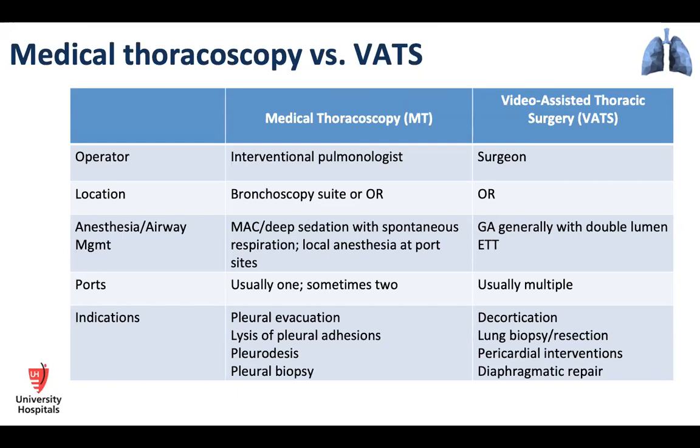Whereas VATS is always done in the OR, needs a double lumen endotracheal tube because you have to put the lung down on the side where you want to intervene in the pleural space. And then you can actually do multiple interventions involving the lung and pleural space because you have a couple of ports where you can actually look from one, intervene through the other, and use the third one for hemostasis, cautery, etc.